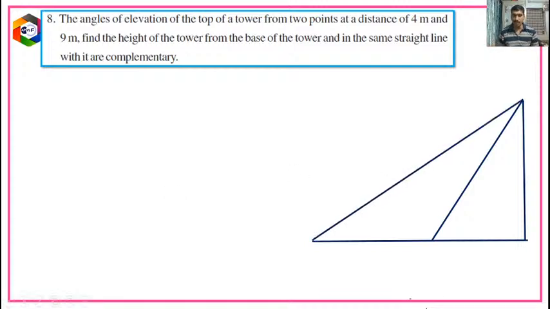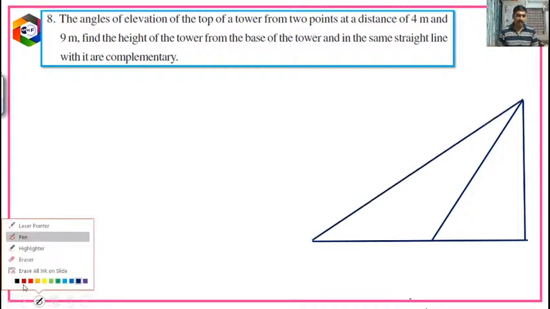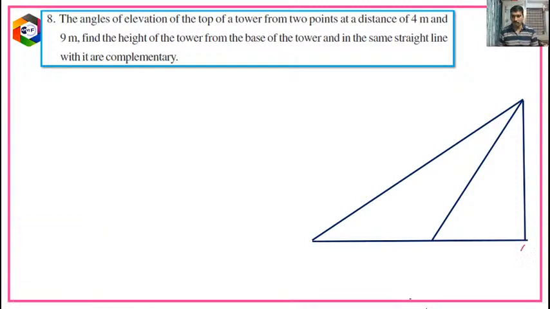Now I am going to name this one first. Here is the tower, I am going to name it as AB. And this point is C and this point is D. And these two are the observation points. If you observe, one observation point is at a distance of 4 meters, and the other observation point is 9 meters from the foot of the tower. This is given, and the angles of elevation are complementary.